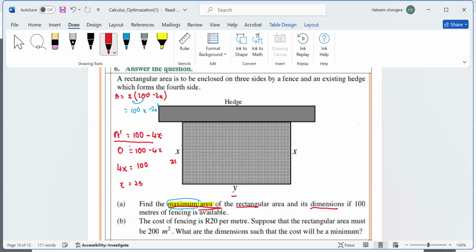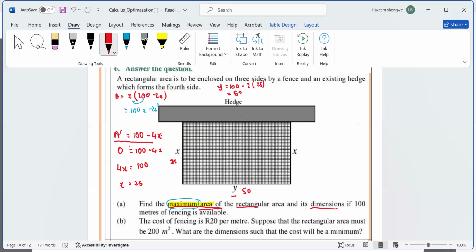So let's get y. We've got x. Now how are we going to get y? We're going to get y by the formula y equals 100 minus 2x. So we're going to have 100 minus 2 multiplied by 25, which is 50. And it makes sense, it's bigger. We just didn't expect it to be 2 times.